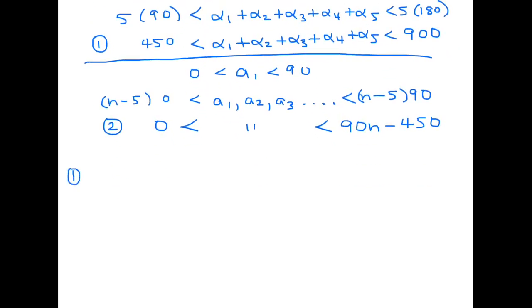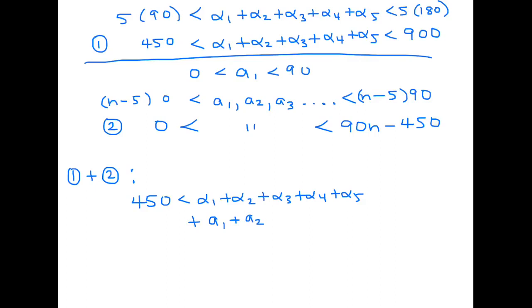If you combine 1 and 2, you get the following. 450 is less than alpha 1 plus alpha 2 plus alpha 3 plus alpha 4 plus alpha 5 plus A1 plus A2 plus A3, essentially all of them, all the angles, is less than 900 plus 90n minus 450. So this just becomes 90n plus 450, like that.